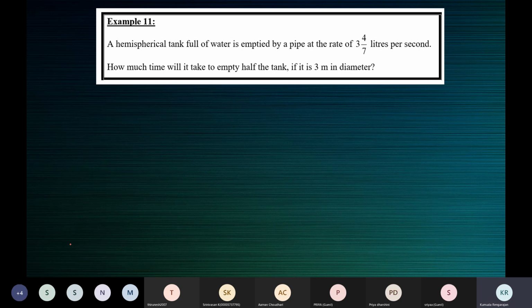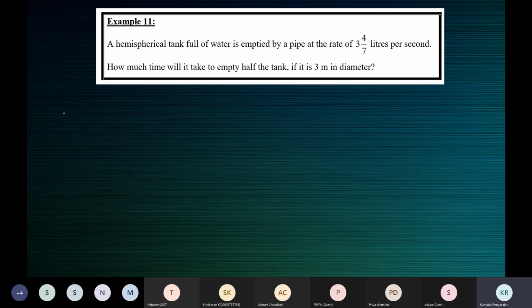See, the question is simple. If for one notebook you have to spend 50 rupees, for 10 such notebooks, how much will you spend? 500 rupees. So it's a question like that. The pipe can empty at the rate of 3.4 by 7 liters for 1 second. So this volume of the water which is in the tank, in how many seconds? And it's not the full tank also, half the volume of the tank.